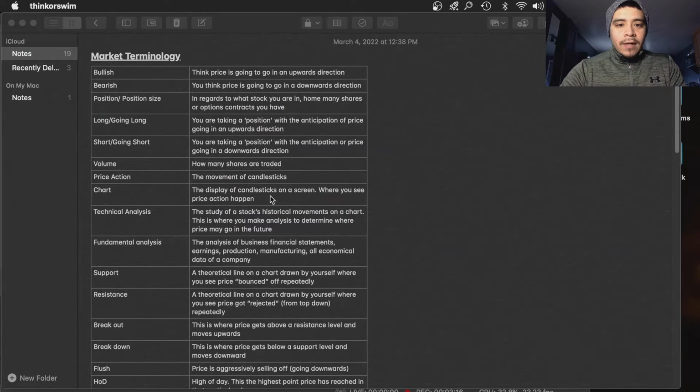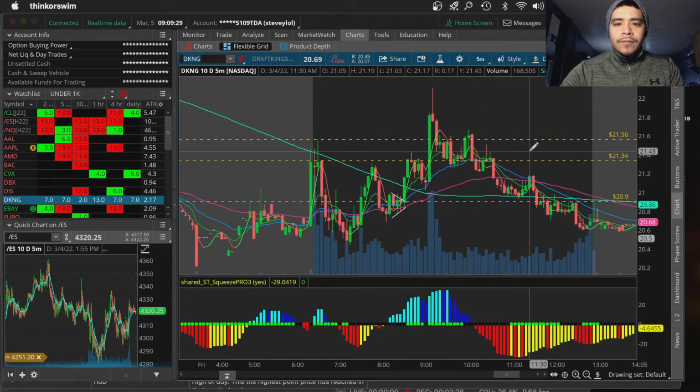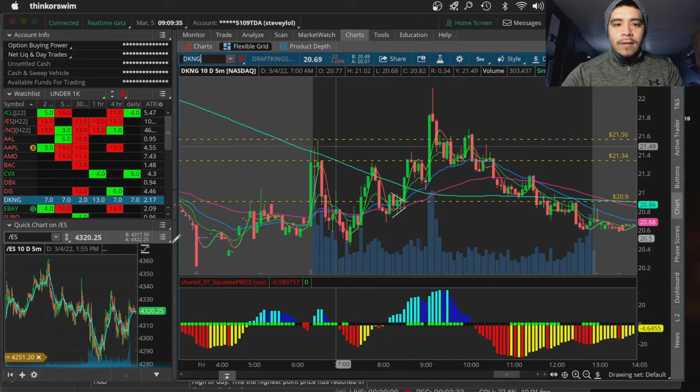Chart, the display of candlesticks on a screen where you see price action happen. So this is the chart. People will say, what's the chart saying? What do you see on the chart? What's on the 10-minute chart? Okay, so it's just in regards to everything going on around here.